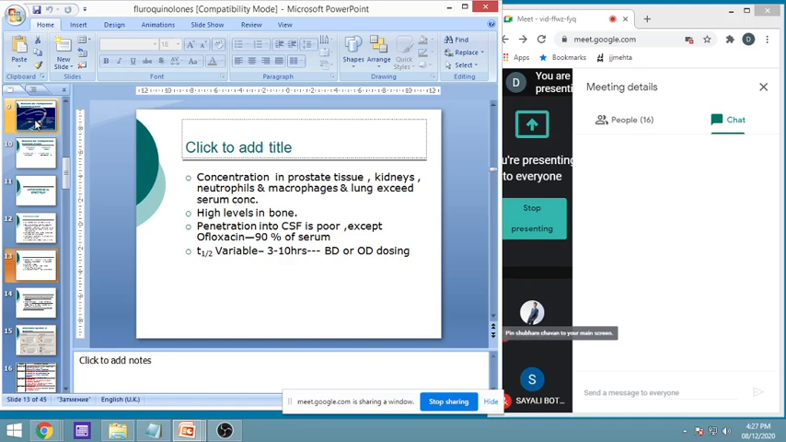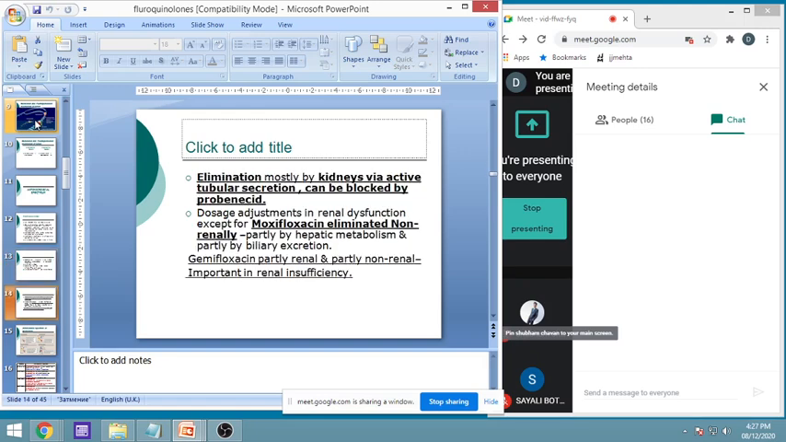Half-life is variable, from 3 hours to 10 hours. Accordingly, they can be administered twice a day, thrice a day or once a day. Elimination is mostly by the kidneys via active tubular secretion. It can be blocked by probenecid. This is again what we call a favorable drug-drug interaction. Similarly, you might have seen it with penicillin and probenecid. Here also the same thing is there.